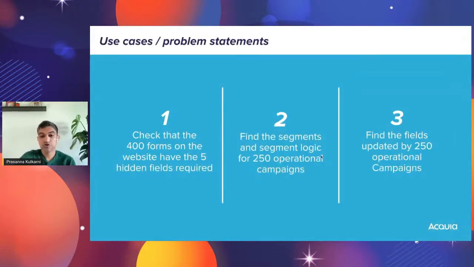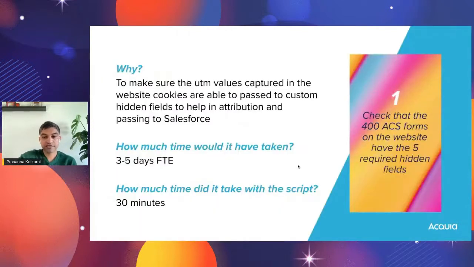So we will talk through three real use cases that we faced. The first use case is about auditing 400 forms on the website to make sure that we are capturing the right UTM values. And then the next two use cases is to audit our campaigns and segments to see which fields are being used in them. So let's talk through the first use case.